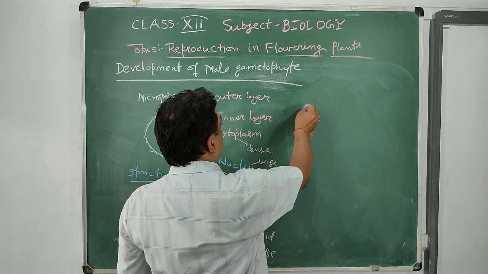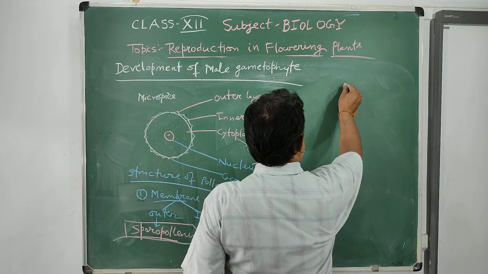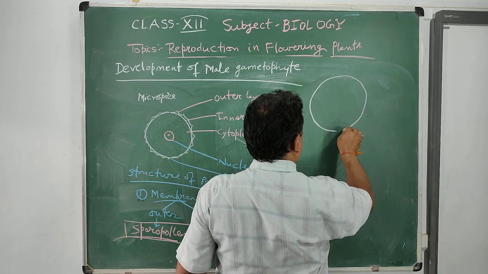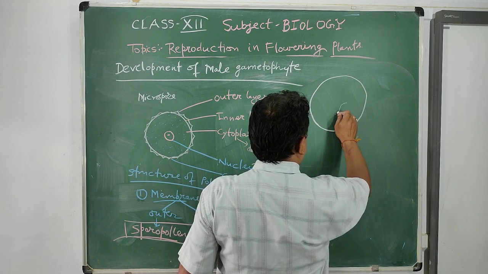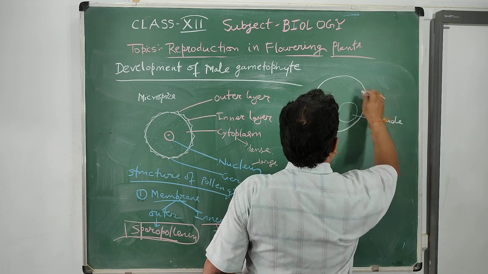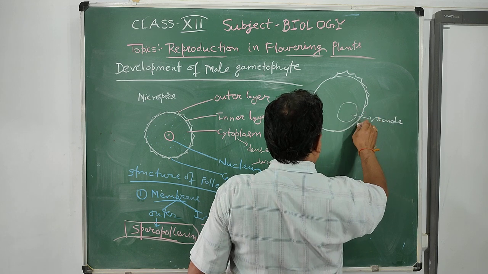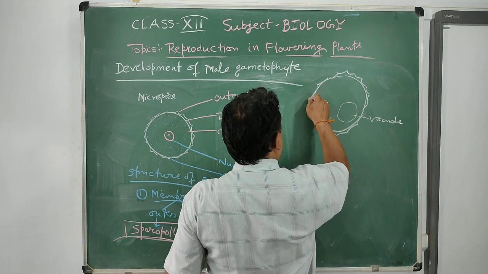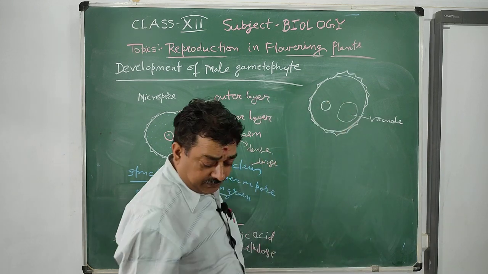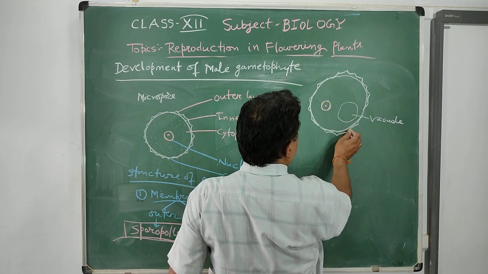With the development of the pollen grain, the cytoplasm decreases due to the development of a vacuole, and the nucleus is pushed toward the periphery.